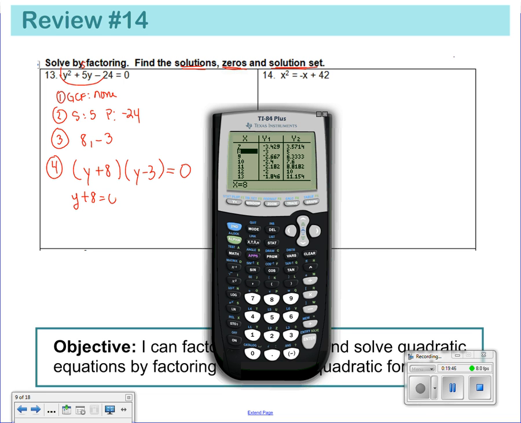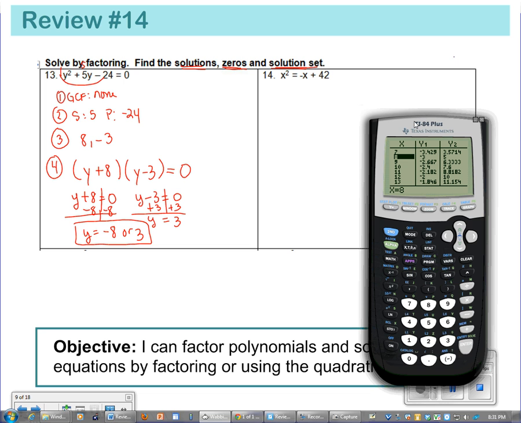Y plus 8 equals 0. Y minus 3 equals 0. Solving for y, we'll subtract 8 from both sides. This will give us y by itself, and 0 minus 8 is a negative 8. Or, again, solving for y, we'll add 3 to both sides. This gets y by itself. 0 plus 3 is a positive 3. So the solutions, or the zeros, is y equals negative 8 or 3.